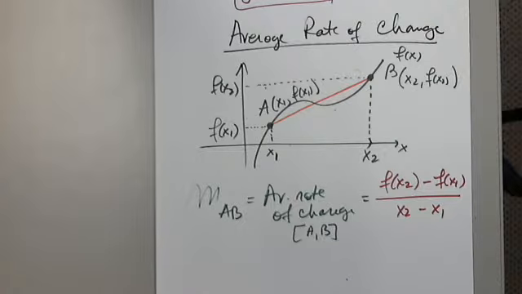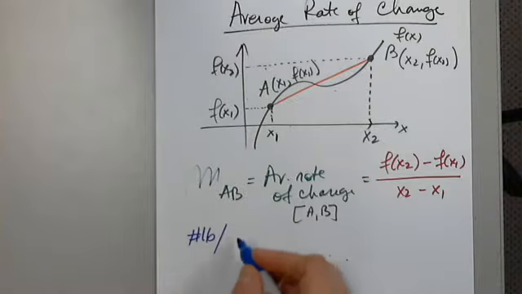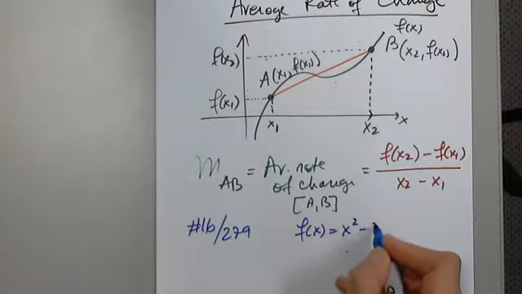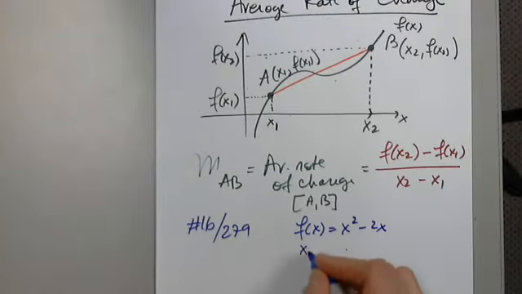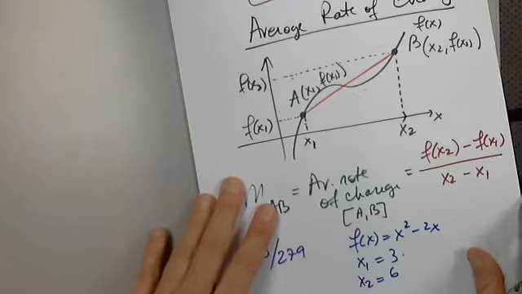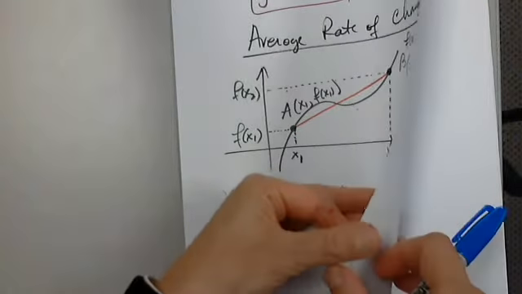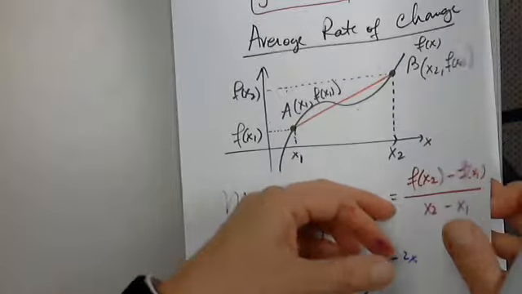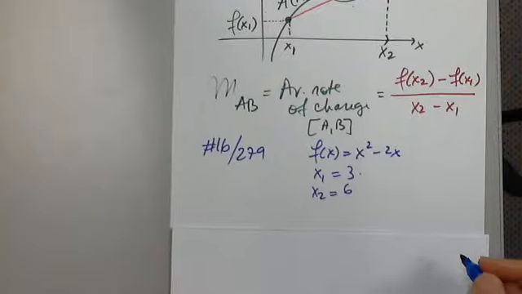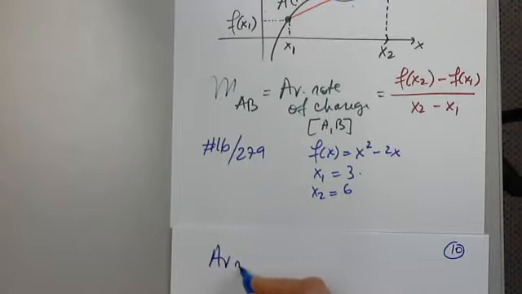And here's an example. Let's say problem 16 on page 279. We are given f of x, which is x squared minus 2x. We are given x1 equals 3 and x2 equals 6. So they're asking us to find the average rate of change for this particular function between the two given points. But we're not given the points, we're only given the x values. So the average rate of change between 3 and 6.